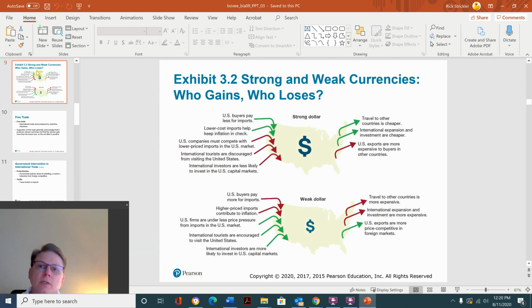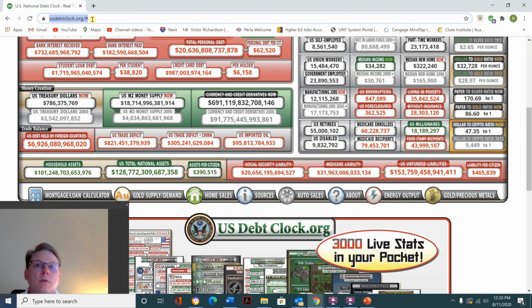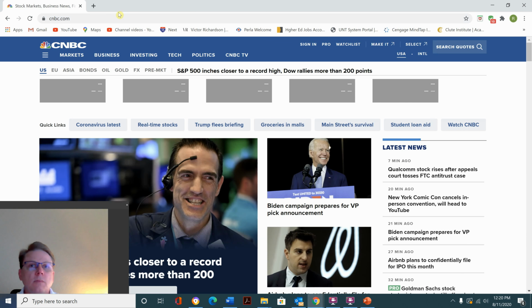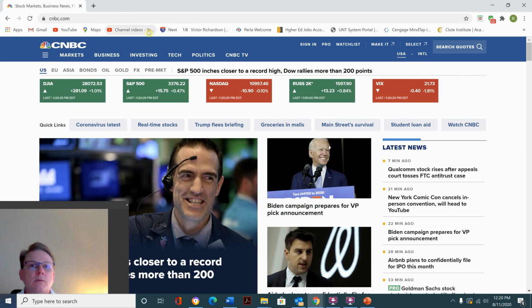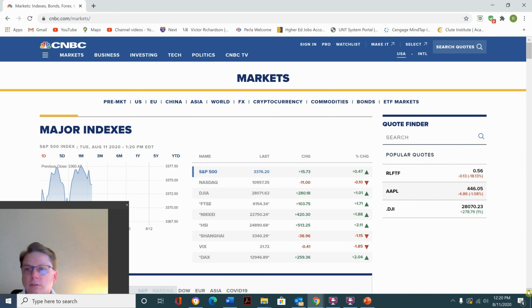So strong and weak currencies, who gains, who loses. U.S. buyers pay less for imports. If you have a strong dollar, that means the U.S. dollar can buy more imports. But it also means our exports are much more expensive. So here's an example. Let's use Canada for example. Let's go down here to currencies.